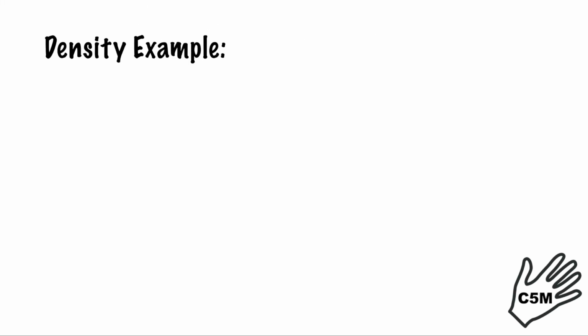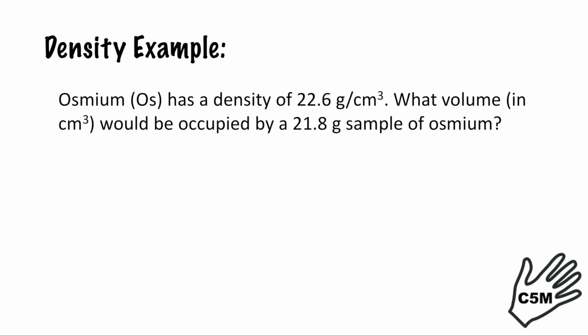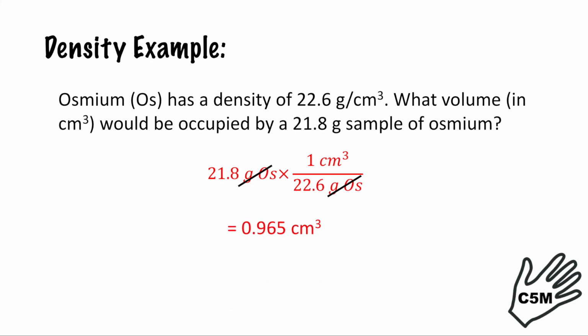Let's do an example calculation using density as a conversion factor. In this question, the mass of osmium is given, and you are asked to solve for the volume. So, if you use the density as a conversion factor with the desired units, cubic centimeters, on top, then the units of grams cancel, and you end up with a volume in the desired units.